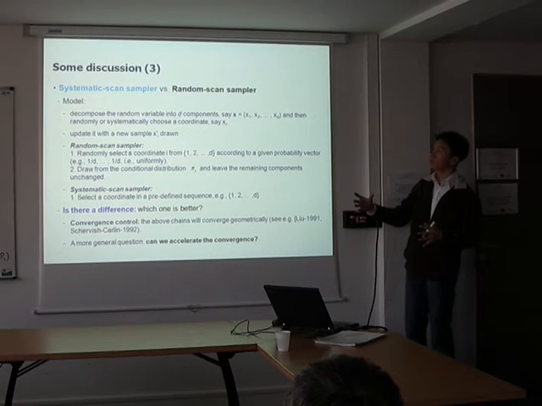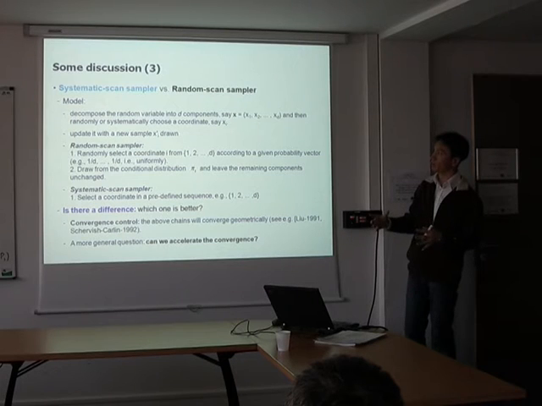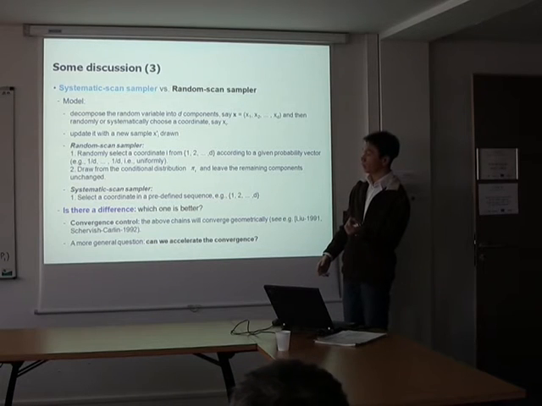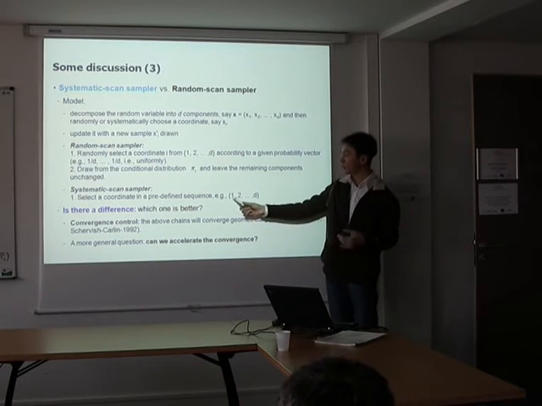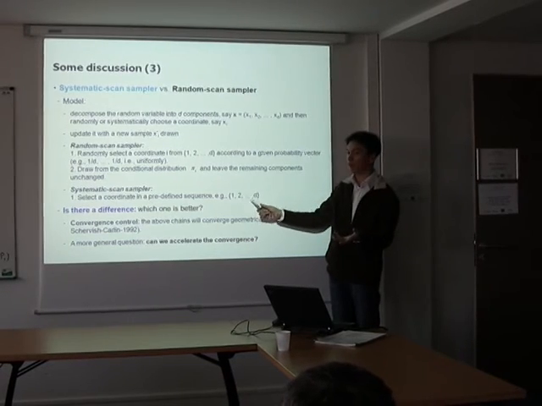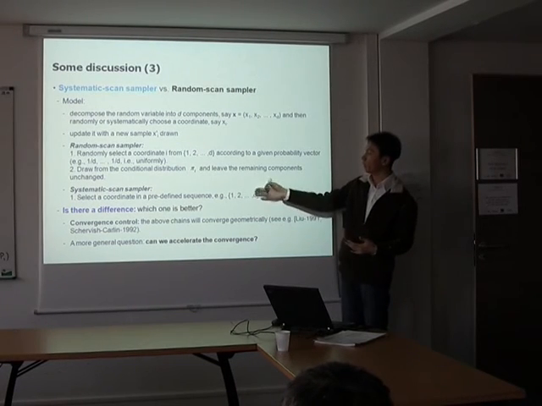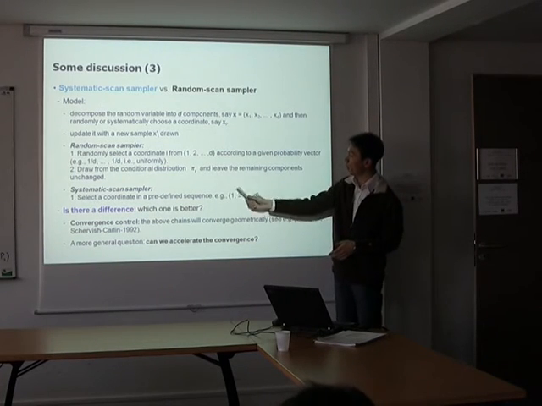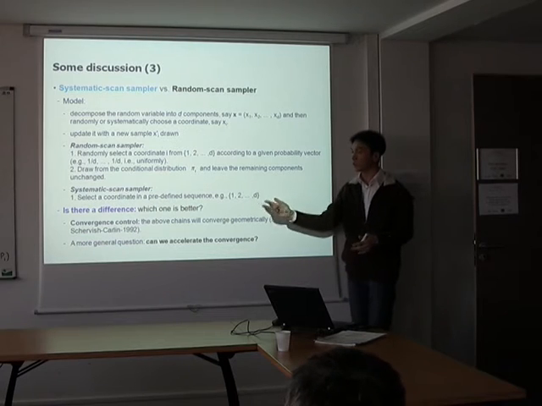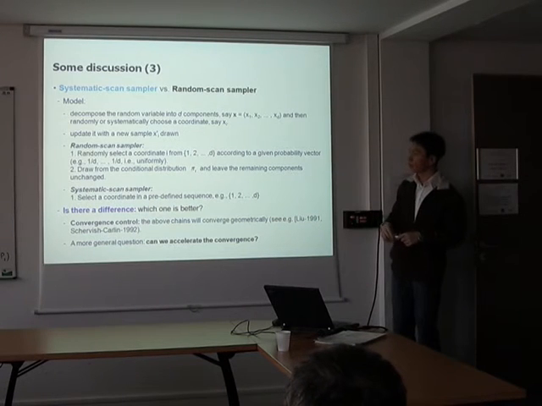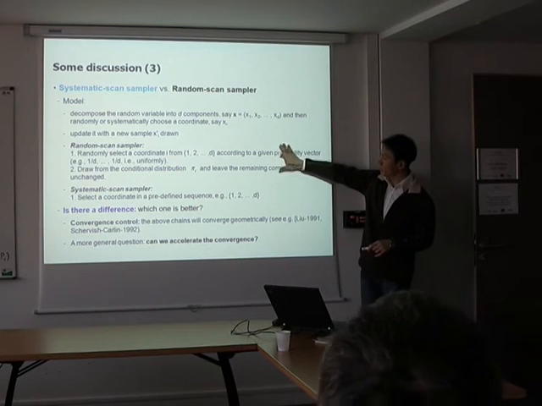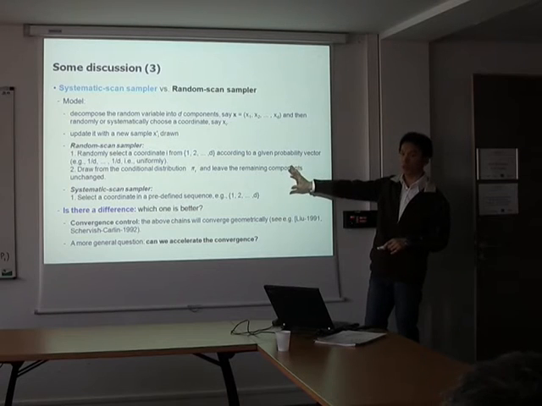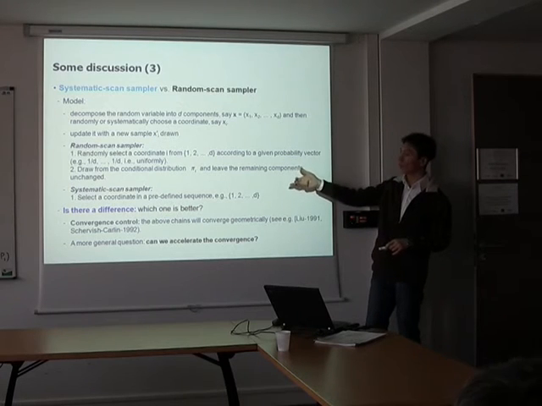People may consider a more systematic way, which is called systematic scan. So you pick users in a round-robin fashion, or for example, in a deterministic sequence. Let's say you pick user one with ID 12345 and repeat in a very systematic way. The other option is that you randomly pick one among all, no matter what the sequence is. It could be periodical, and the fact is that both of them will converge to the same distribution, so there's no difference in terms of convergence.